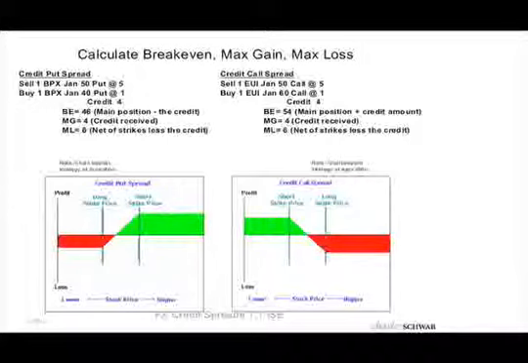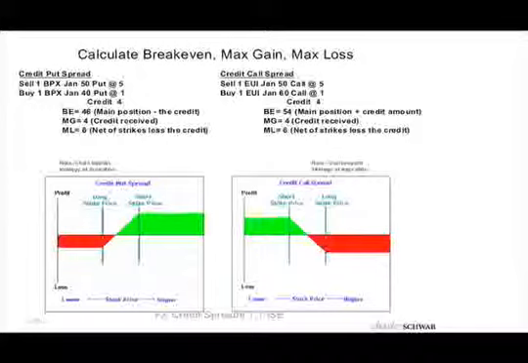So in this case, the main position strike price is 50. I add the credit of 4, that sets my break even at 54. So on a put spread, it's the main position minus the credit, and on a call spread, it's the main position plus the credit. Maximum gain here, again, just like the other one, it's the credit received of 4 points. This is a 10-point spread, so my max loss is 6.